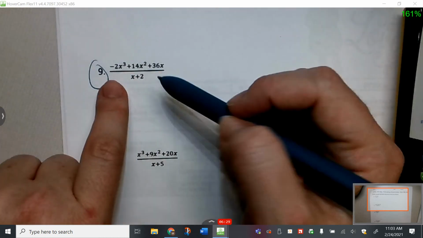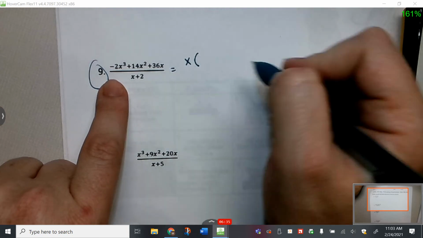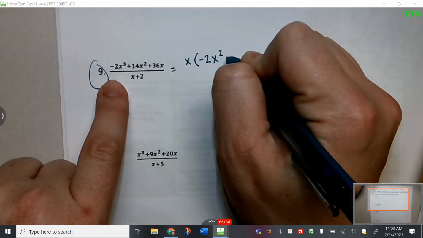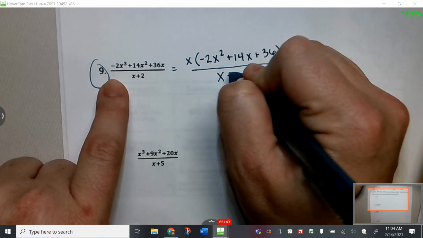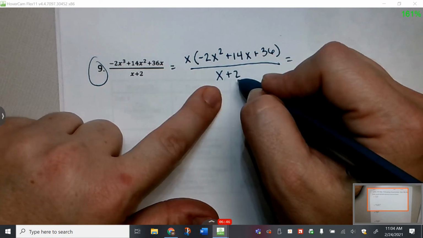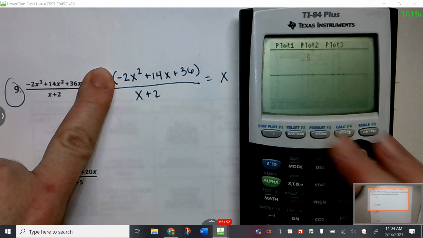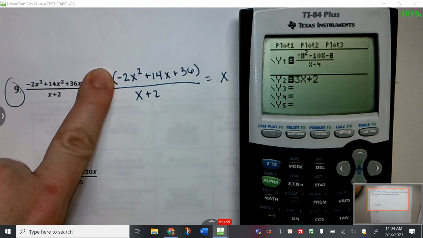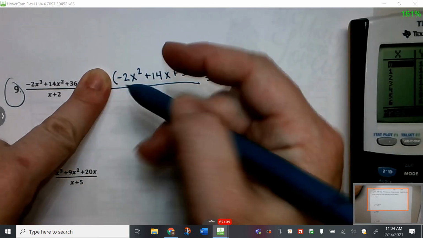Let's get down to number 9. Now, this one's a little different. You have x's, but we can take those out on top. So we take that out, and we're left with negative 2x squared plus 14x plus 36 over x plus 2. Now, I know that x does not cancel x plus 2, so I'm going to put that x as part of my answer, and I'm going to ignore it. So then I come here, and I'm going to type just what's on the inside. Negative 2x squared plus 14x plus 36 over x plus 2. Okay, b is 18.